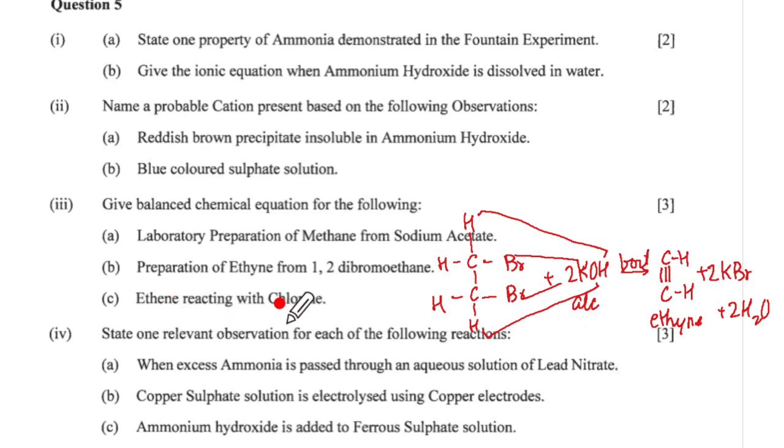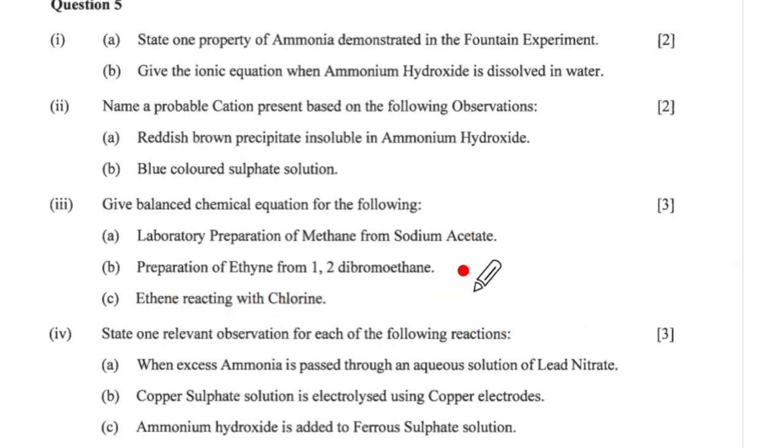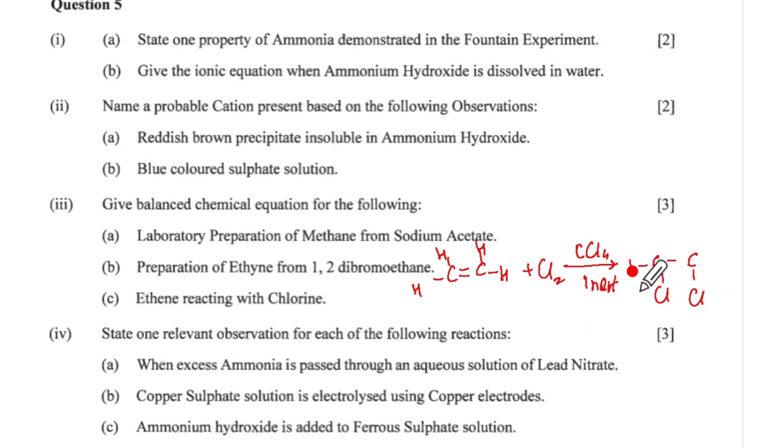Ethene reacting with chlorine. Ethene is C double bond C. This is your ethene and it is reacting with chlorine, and the condition over here is CCl4 inert solvent. And we will have this chlorine getting attached here. So we would have like this chlorine and chlorine getting attached, and this is how we will get our 1,2-dichloroethane.